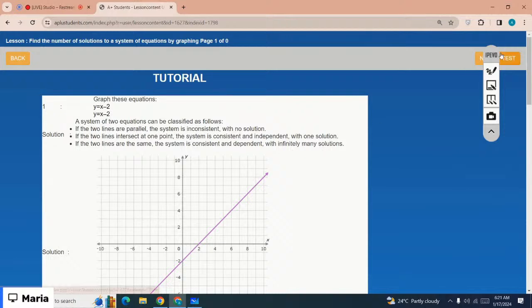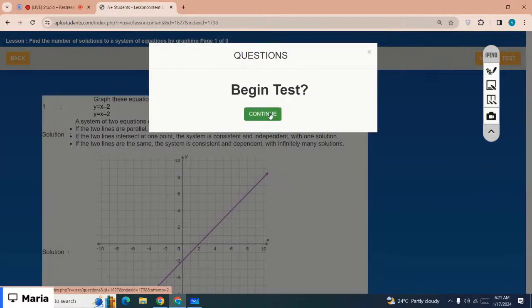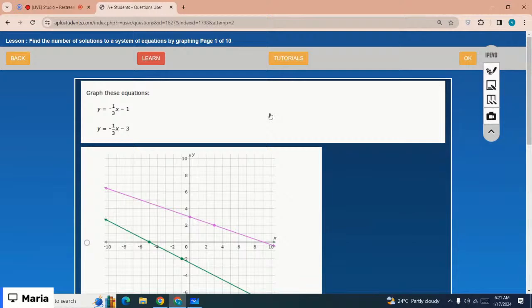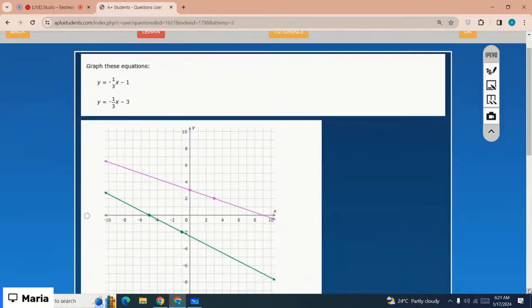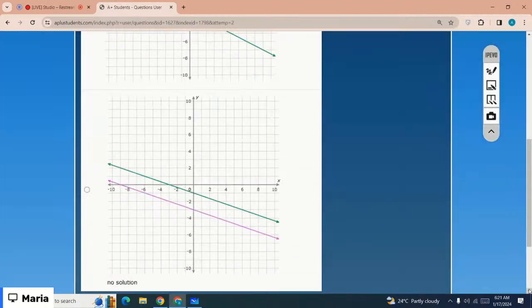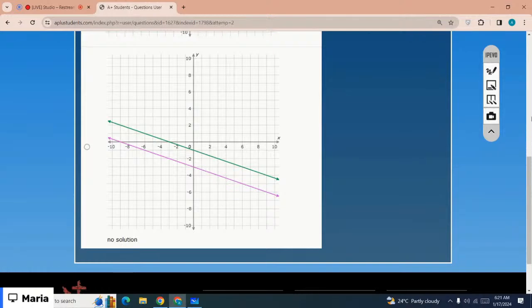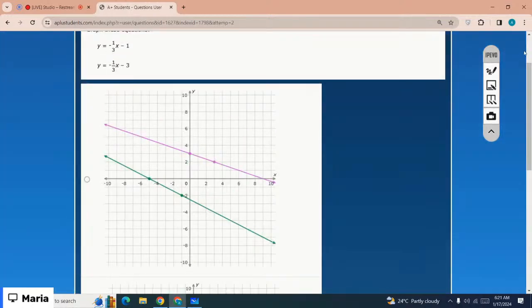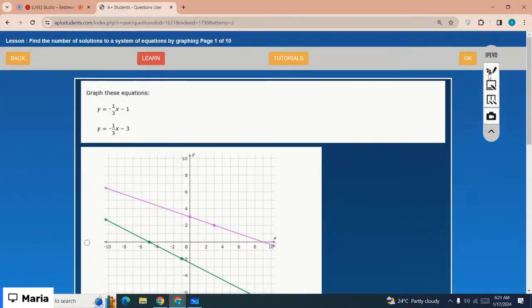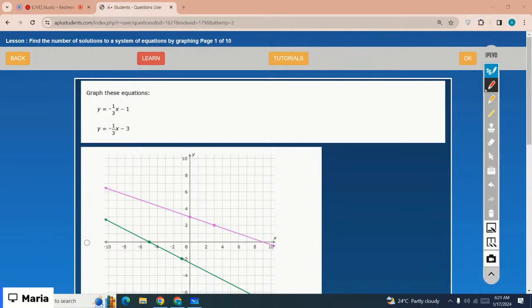Now let's start with the test questions. You are given graph these equations y equals negative 1 over 3x minus 1, and you have to graph. Let's see which is the correct option. I think they are parallel, but we have to see which is the solution.